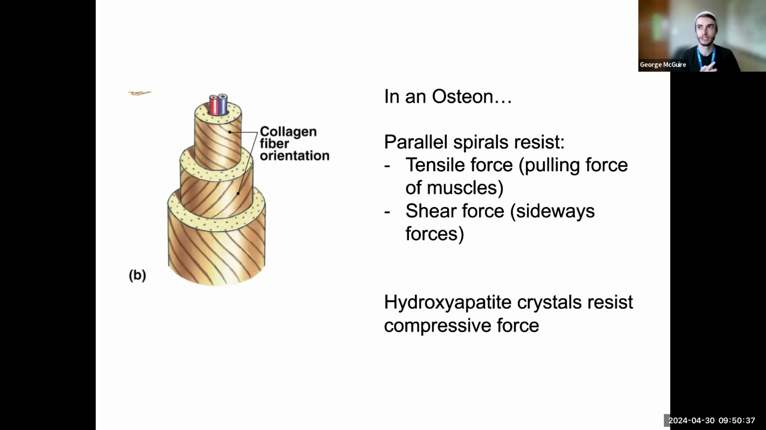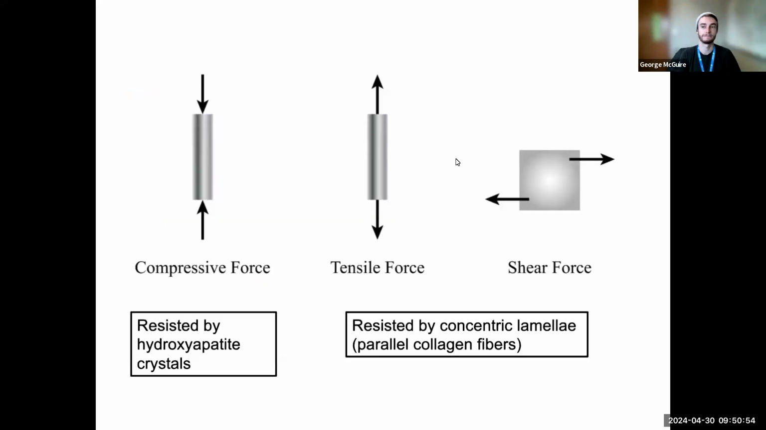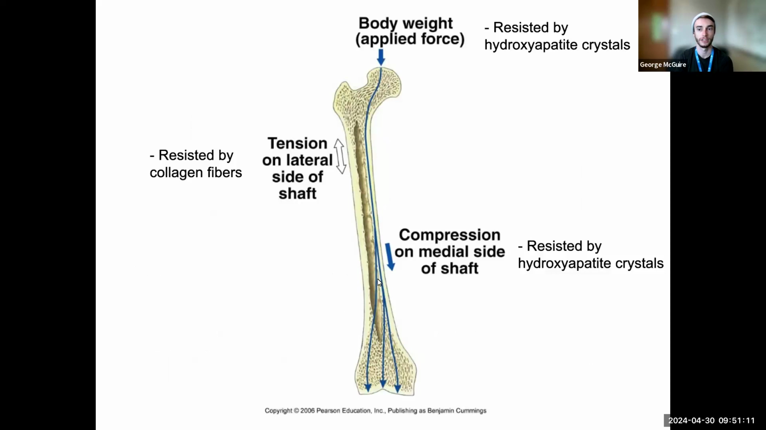Okay? And of course, we need our bones to be structurally stable as they are providing the framework for the rest of our body to build upon. So collagen resisting that tensile and shear force side to side, and then hydroxyapatite crystals resisting that compressive force. So you can see that described here. So compressive, pushing towards that center, that's resisted by those crystals, those minerals. Tensile force pulling away from the center, and then shear force going side to side, those are all resisted by collagen fibers. You can kind of see how that weight gets distributed throughout a long bone here, through that compact bone.